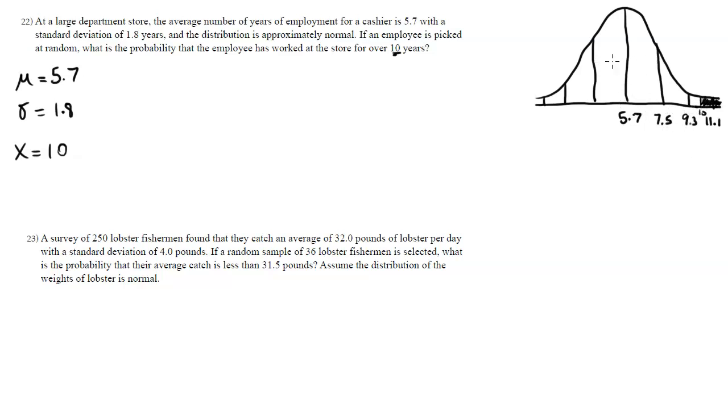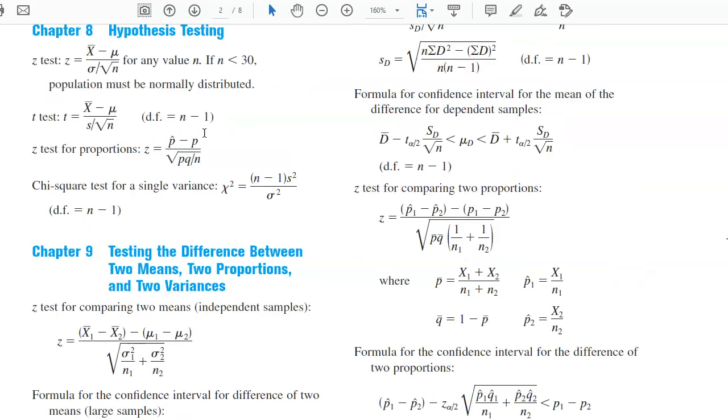Like we know 68% of the values are 1 standard deviation away. 68% of the values are in here. I know 95% of the values are 2 standard deviations away from the mean. 95%. And I know 99% are within 3 standard deviations. But this in between here, I don't know. So in order to determine this, I need to convert that value, that 10, to a Z value. The formula shows us how to do it.